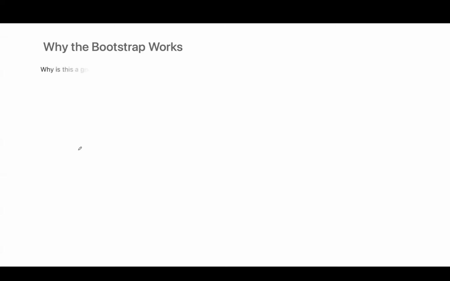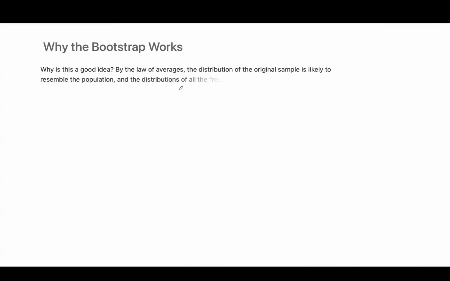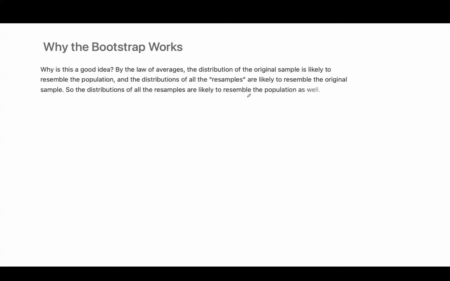So why does the bootstrap method work? Why is this a good idea? By the law of averages, the distribution of the original sample is likely to resemble the population, and the distributions of all the resamples are likely to resemble the original sample. So the distributions of all the resamples are likely to resemble the population as well.